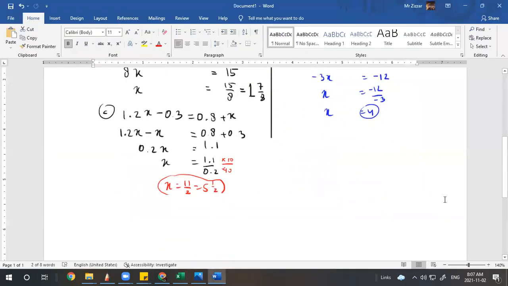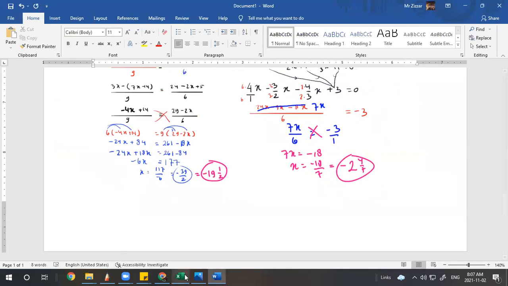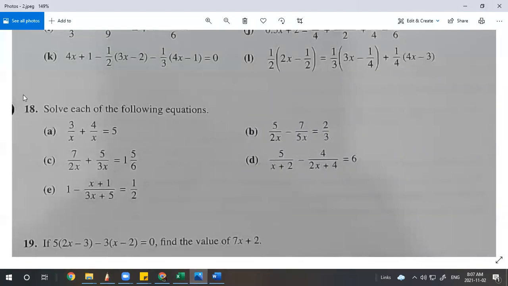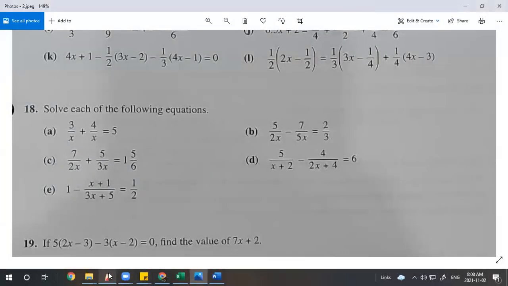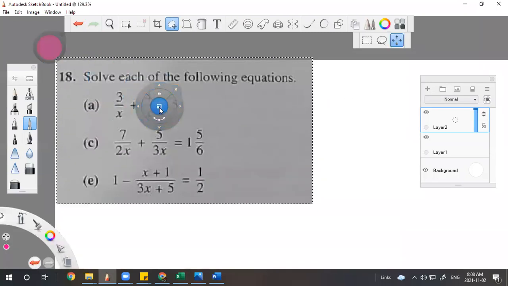I'll send this to you. And let's do what Karin asked. Karin tadi nanya, kalau di bawahnya ada X gimana? Nah, ini number 18. How to solve this?